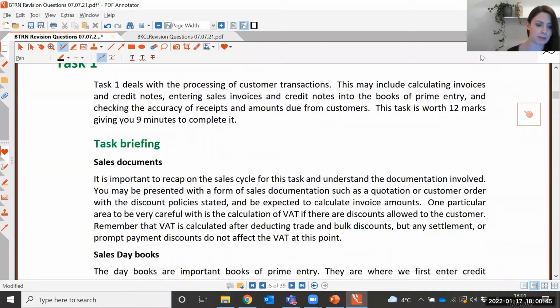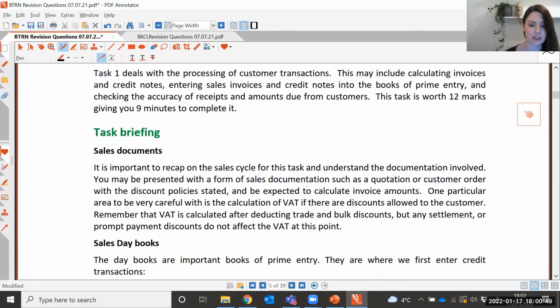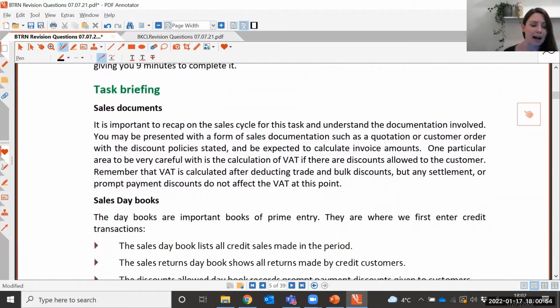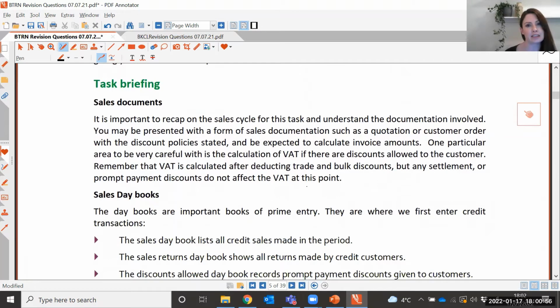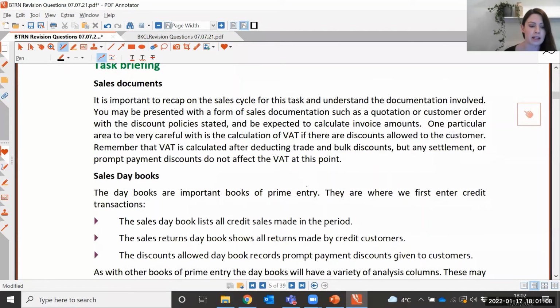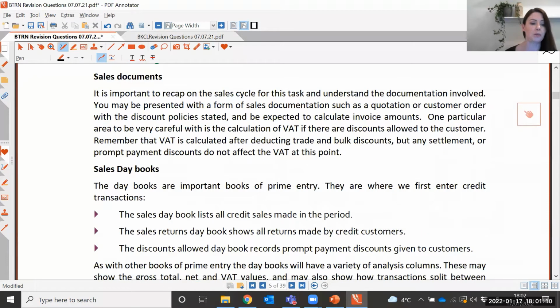Okay, so first of all, we're having a look at the different customer transactions. So this task, you might get within it a sales document. So this could be something like a sales invoice, it could be a sales order, it could be a sales credit note, and it could be partially filled in and you need to fill in the rest of the information. Now, one thing, when you get this type of question, you need to be very careful with the calculation of the VAT and also with discounts as well.